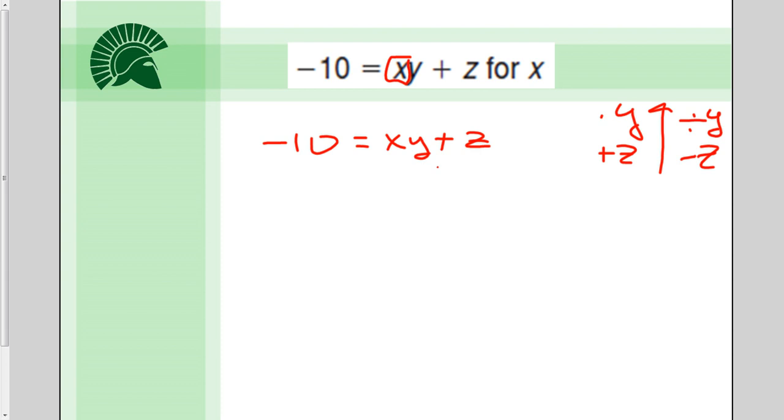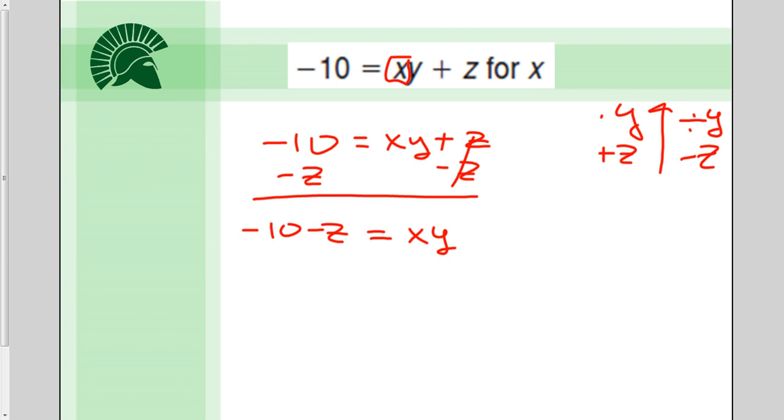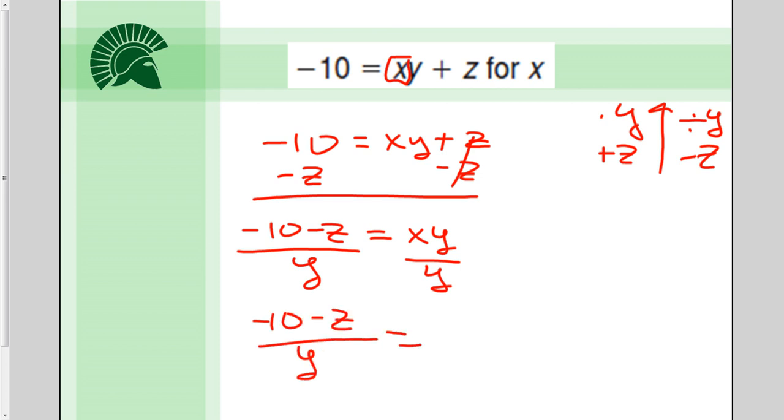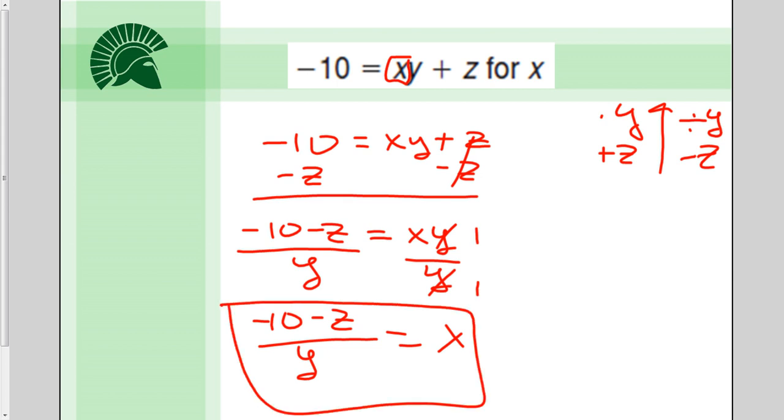So the first thing I'm going to do is subtract z from both sides. And I get minus 10 minus z is equal to x times y. I'm solving for x, which means I need to divide by y. Everything on both sides needs to be divided by y. So I get minus 10 minus z divided by y is equal to x, because these two cancel and they're multiplicative inverses, so you get 1. I've now solved for x.